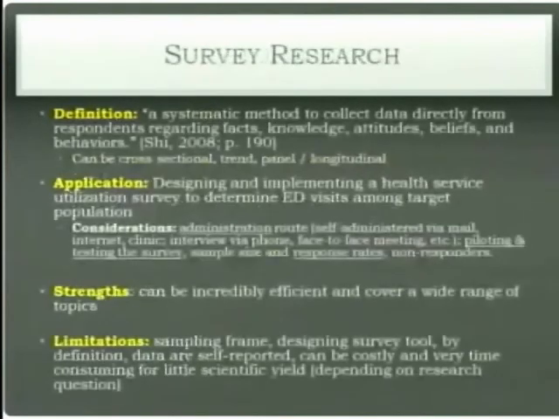And I think, okay, so this is the last one. Survey research is a systematic method to collect data directly from respondents regarding facts, knowledge, attitudes, beliefs, and behaviors. So probably already just in seeing those words, you can see the strengths of that approach over, for example, a program evaluation or a clinical trial where you're just looking at emergency department visits. Again, not to say you can't combine components of this. You could have an RCT where you incorporate survey research principles, or a survey. These are not mutually exclusive study designs.